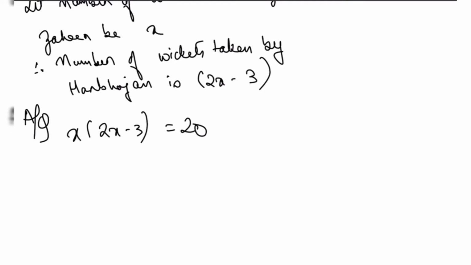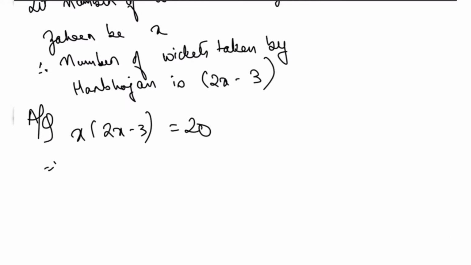Are they 4 and 5? Because 3 less than twice of 4 is yes. You see, if x is 4, then 2x minus 3 is 5. So my guess is correct. Now let us solve the equation. So we have 2x square minus 3x minus 20 equals 0.